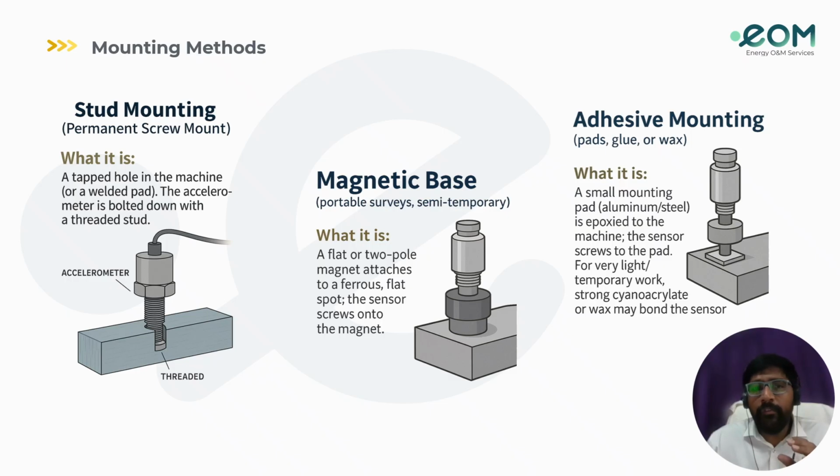Here a strong wax may bond the sensor directly, and it's used for lightweight housing where tapping is risky, and where we have thin machine guards and non-ferrous surfaces where the magnets won't stick, then we go for this method. It's also mainly used when temporary or trial tests are needed. So now we'll see the next thing, signal processing and analysis.